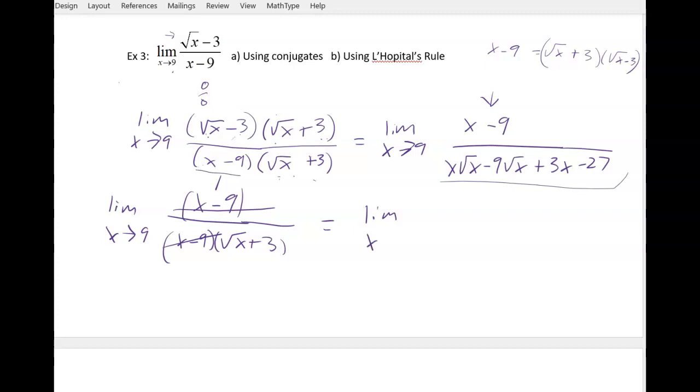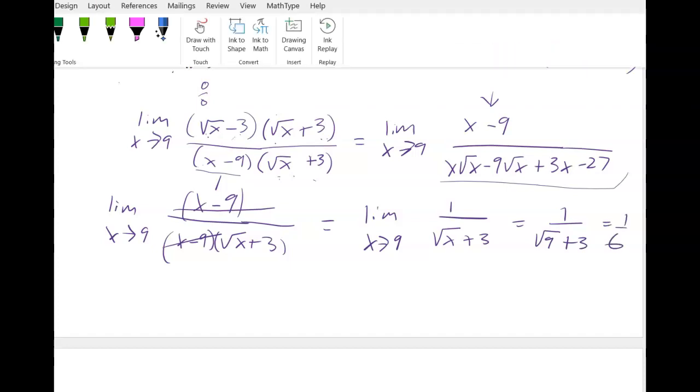So the limit as x goes to 9 of 1 over the square root of x plus 3 is the same as 1 over the square root of 9 plus 3, which is 1/6.